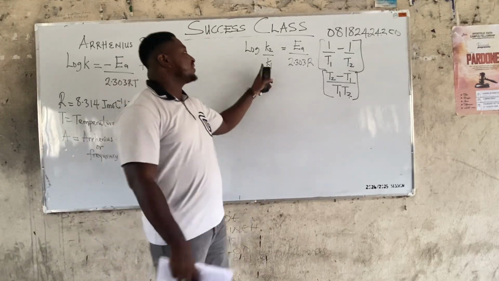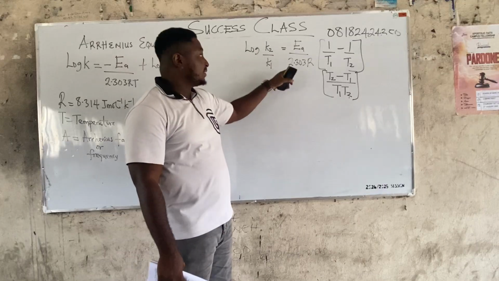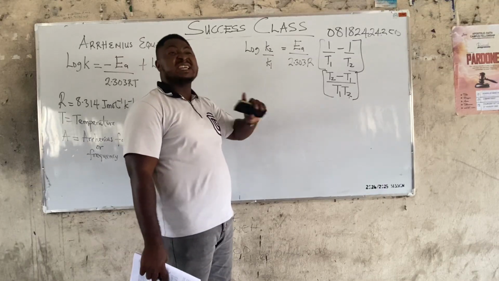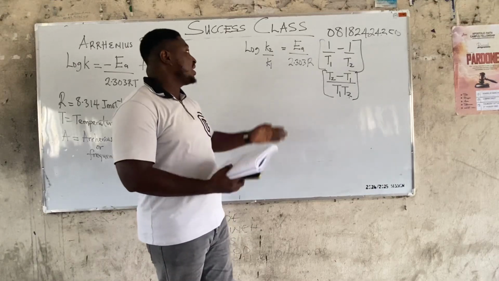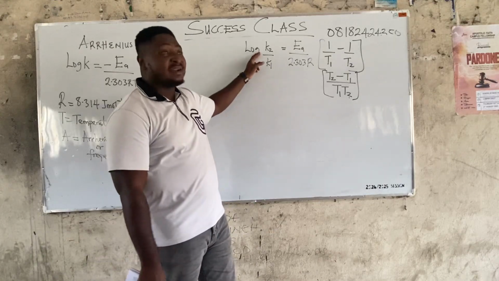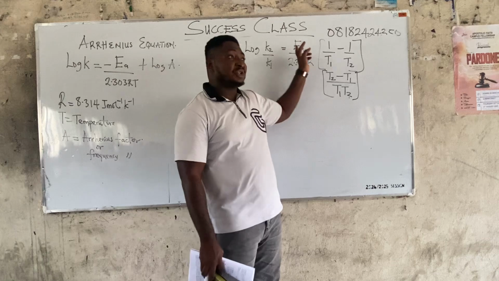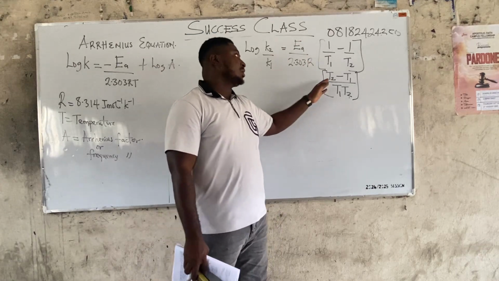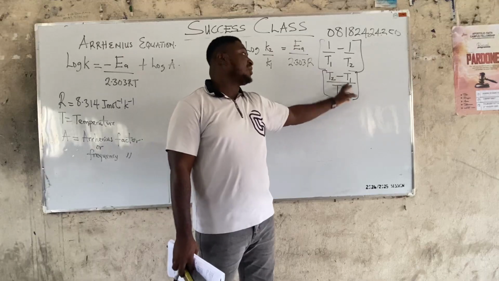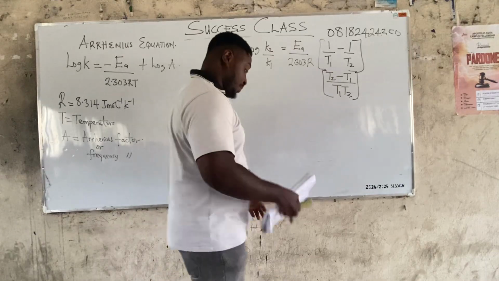So this is the initial rate constant, final rate constant. We know that K stands for rate constant. So K1 is the initial rate constant. K2 is the final rate constant. Ea is activation energy. R is the gas constant. T2 is the final temperature. T1 is the initial temperature.